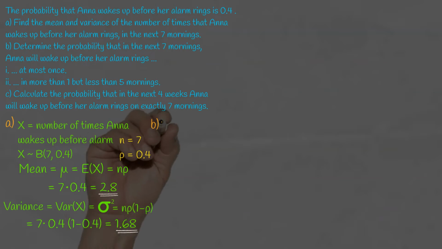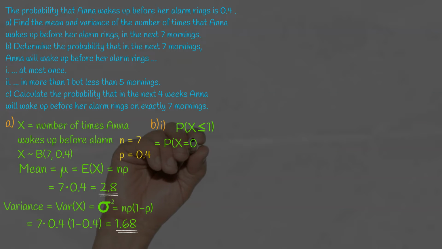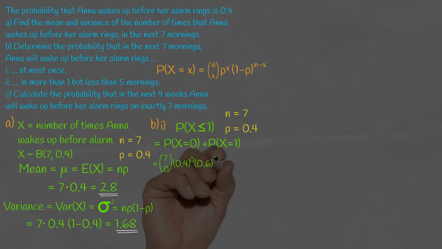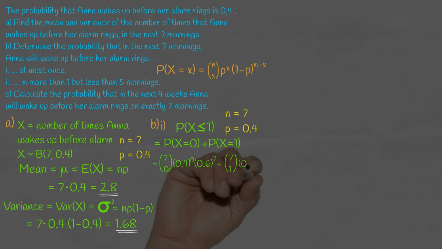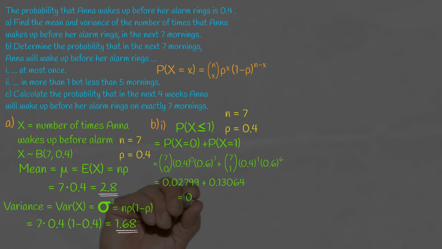For part B, to wake up at most once, x is less than or equal to 1, but this is also the same as the probability that she wakes up 0 times plus the probability that she wakes up once. And we can use the binomial formula to work out exact probabilities. So if we put the correct values into the formula for x equals 0 and x equals 1, and remember to work out the first brackets using the combinations formula, 7 choose 0 and 7 choose 1, which I won't repeat here, then if you put the numbers into the calculator correctly, you should get the answer 0.15863.